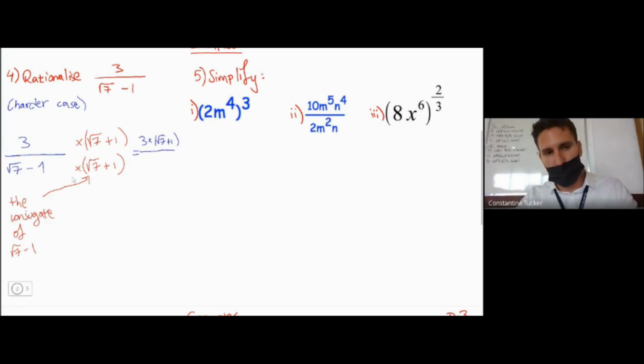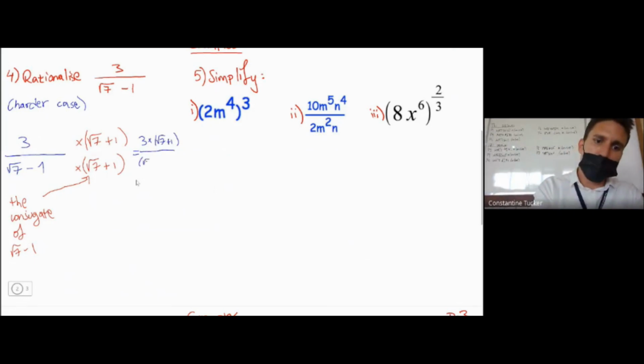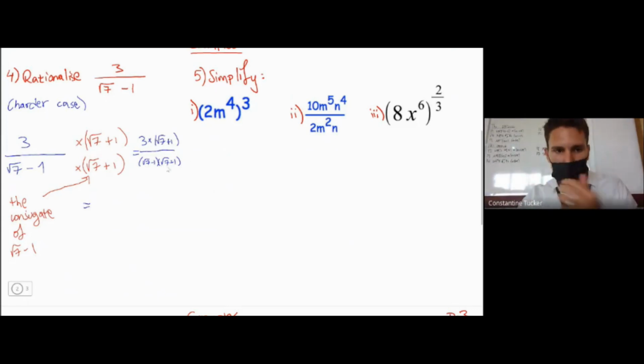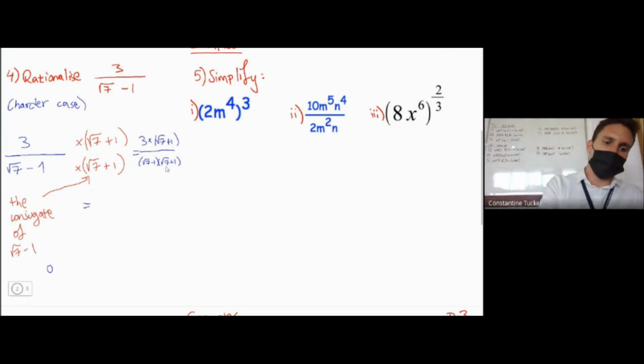In the denominator, what is this going to give us? Well, you could just expand double brackets if you want to. You could do root 7 minus 1 times root 7 plus 1, expand all the terms, write down what you get from each of them. But I'm not going to do that. I'm going to use a nice little trick which says a minus b times a plus b is equal to a squared minus b squared. So basically in this case, yeah?